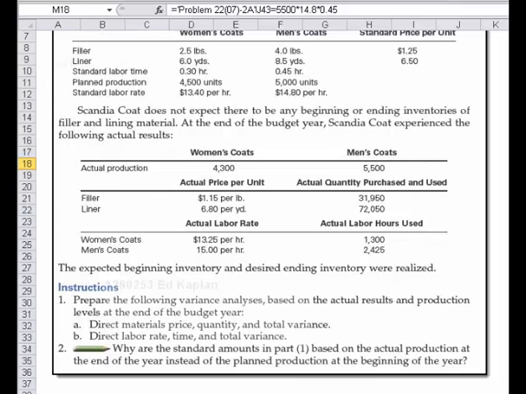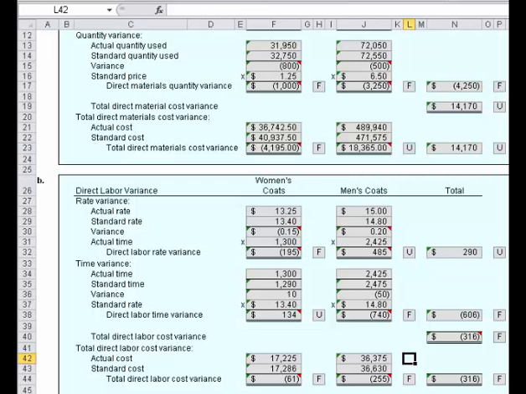Alright, now let's just slide down. And the last question says, why are the standard amounts in Part 1 based on actual production at the end of the year instead of planned production? And of course, that's the whole idea behind flexible budgeting, which is the variance analysis should be based on the standard amounts at the actual volumes we incur. That way we're adjusting for the difference in the volumes. Okay, so the budget flexes with the volume changes.